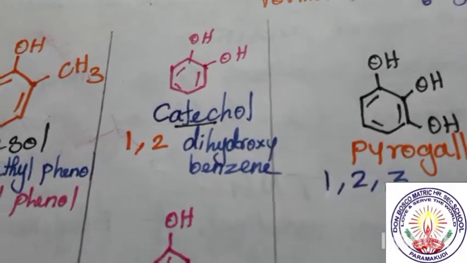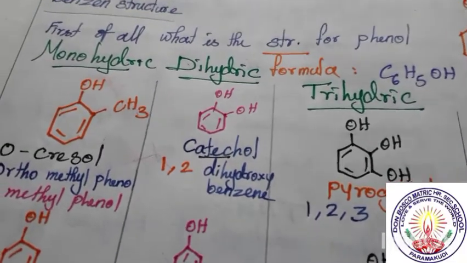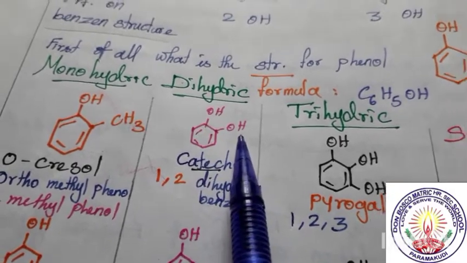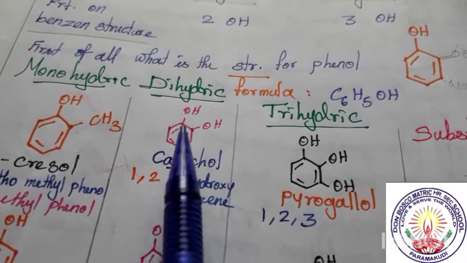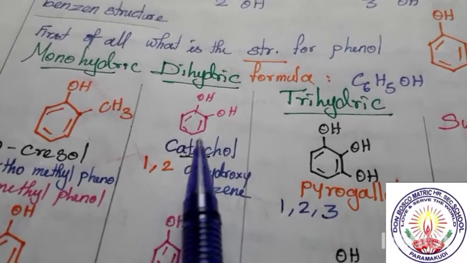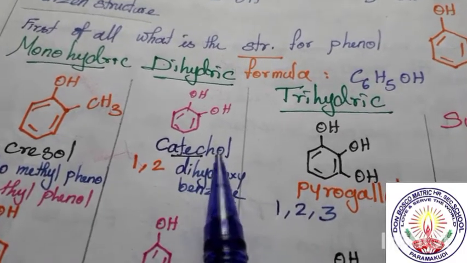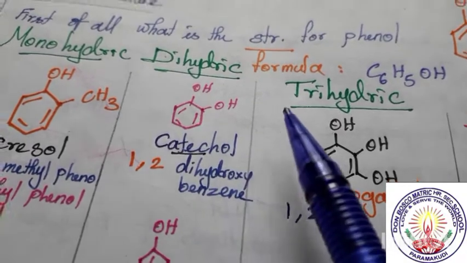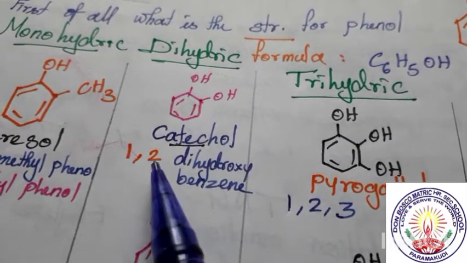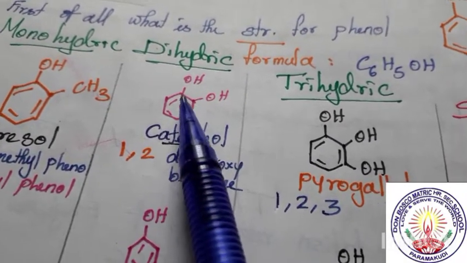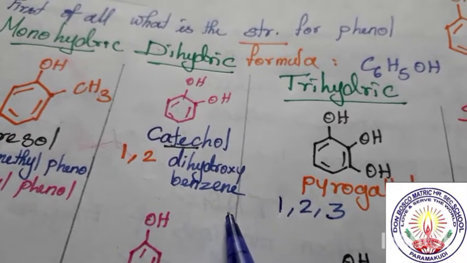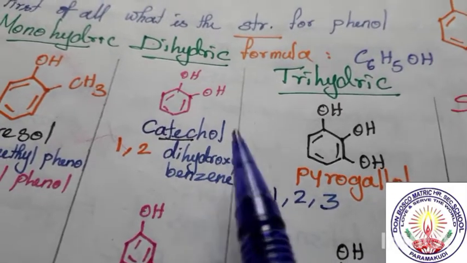The dihydric phenol. In the dihydric phenol, 2 OH is present on benzene. So that is dihydric phenol. So in the first one it is catechol. What is catechol? The OH is present in positions 1 and 2. Dihydroxybenzene. So that is called catechol.